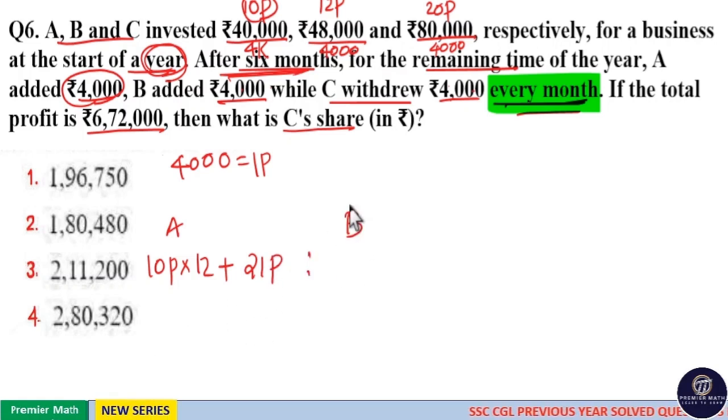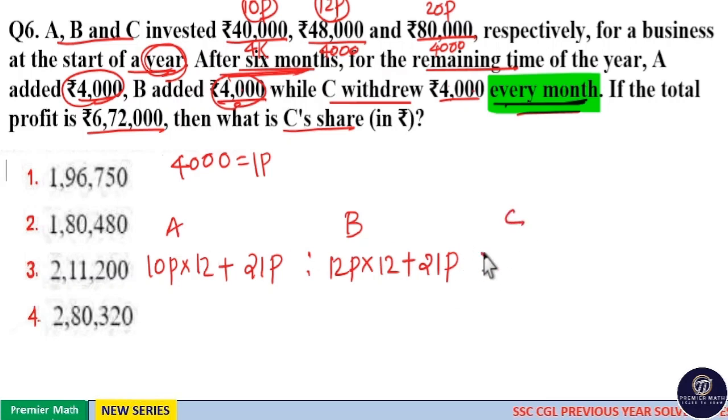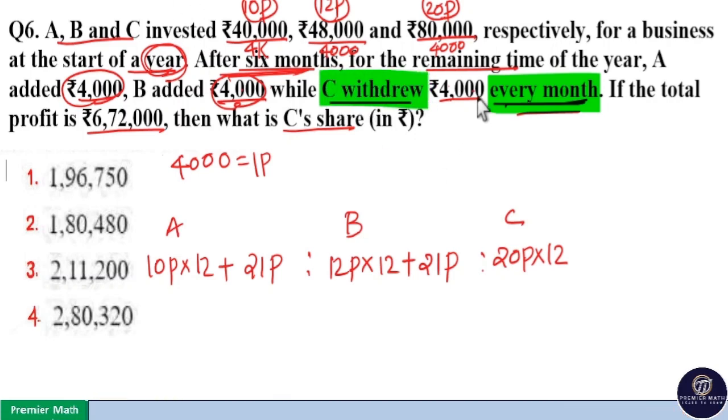Now, B's share is equal to B added 48,000, that is 12 part for 1 year, that is for 12 months, plus B added 4,000 every month, that is B added 21 part after 6 months. Now, C's share is equal to C added 20 part, that is 80,000 for 1 year. So 20 part for 1 year means 20 into 12 months. Plus, it is not plus, it is minus actually, because C withdrew 4,000 every month after 6 months. So 20 into 12 minus 21 part.